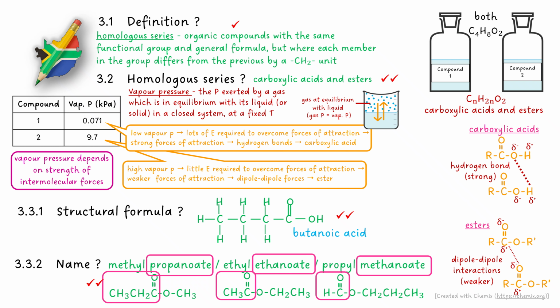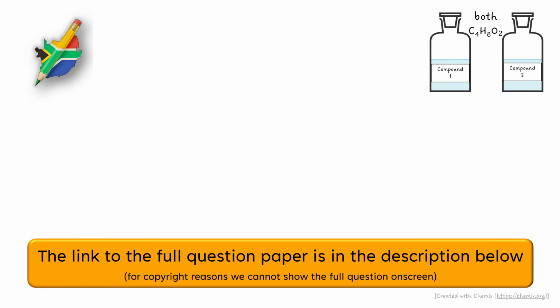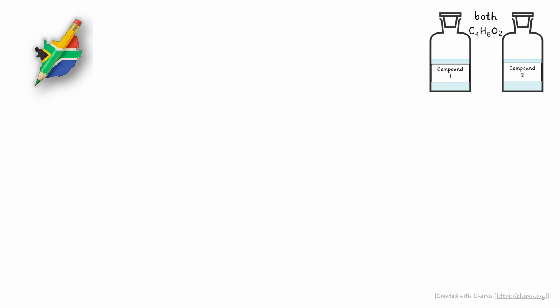Here we are asked several questions about two compounds. We are told the two compounds, which we have called compounds 1 and 2, belong to different homologous series and both have the same molecular formula, C4H8O2. First, we need to give a definition of homologous series.